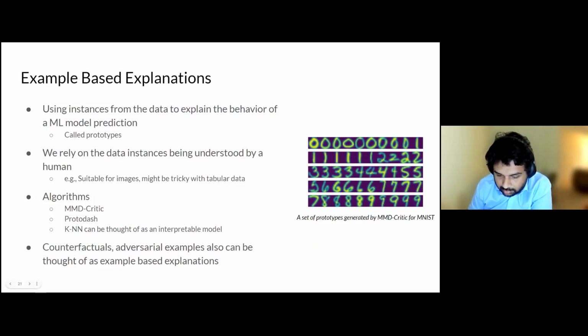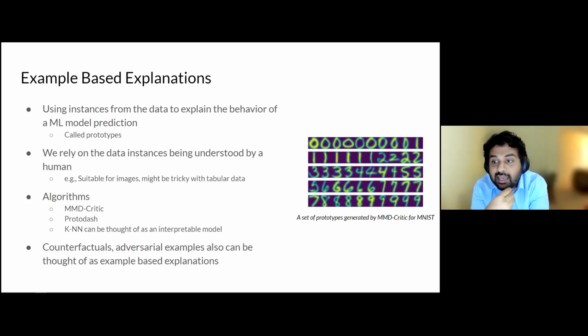Example-based explanations: here the instance is explained by using examples from data. So instances from data are used to explain another instance. For instance, if you look at this graph, it's a set of prototypes. We call those instances prototypes. These are prototypes generated for MNIST by a method called MMD critic, where all these zeros are prototypes of zeros. So if a data point comes that looks like this, the model would say, okay, it's a zero because it looks like this particular one. So that's the explanation. A similar instance is an explanation.